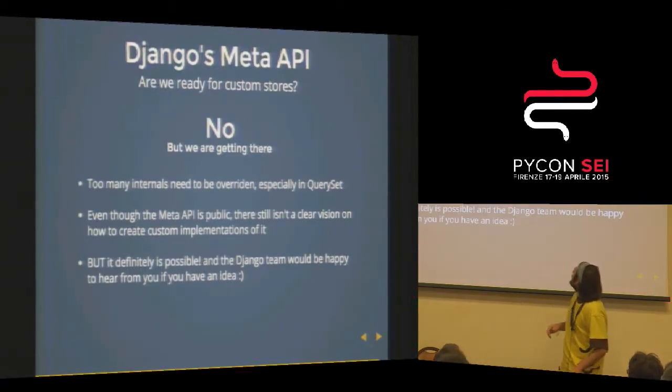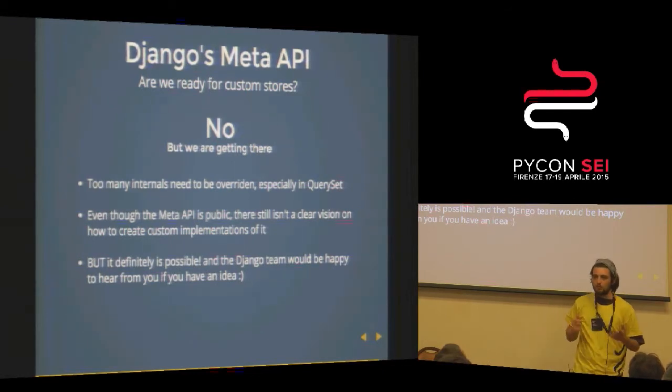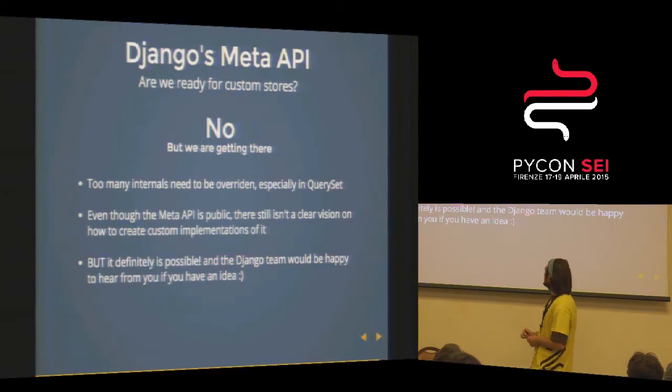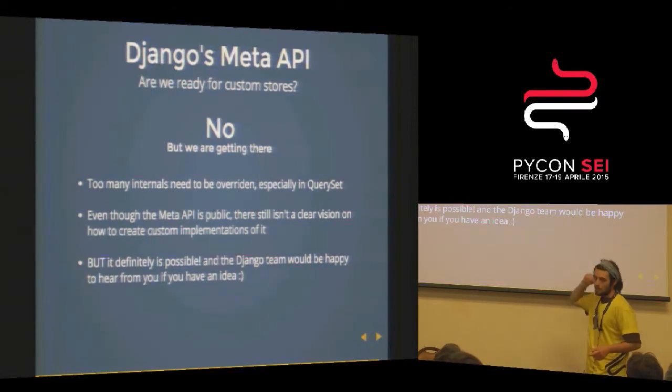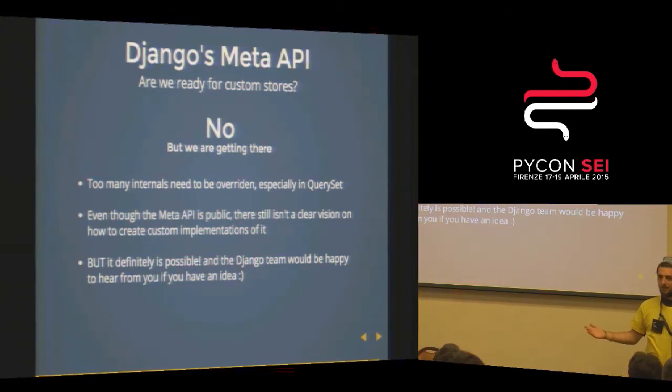So, are we ready for custom stores? Personally, I'm really excited about the amount of work which was able to be done in very little time. But still, I personally say no. There are too many internals that need to be overridden. And although the Meta API is public, we can even make it better. So for me, the answer is no, but we're getting there.